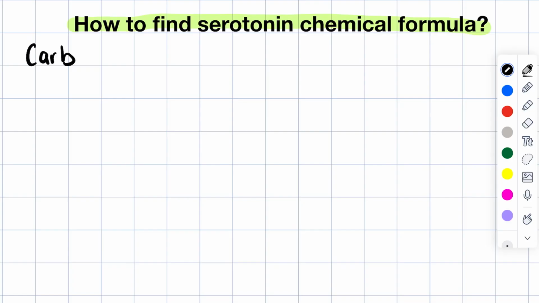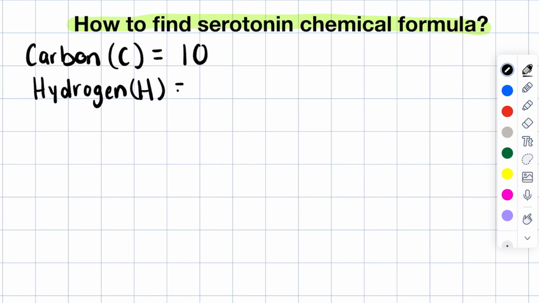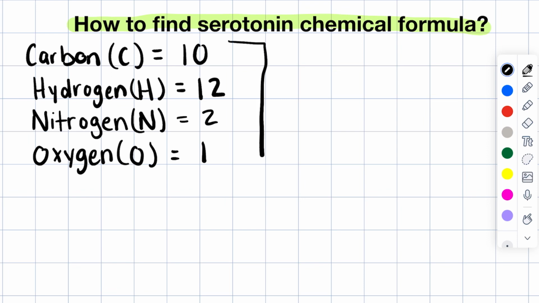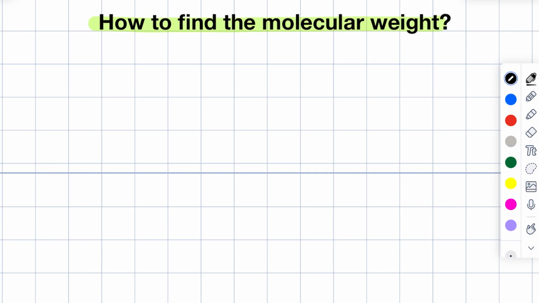So how do you find the chemical formula for serotonin? Well, it's quite easy and simple. We're just going to grab the element and the number of atoms and combine them together. For example, carbon, we know we have 10 atoms. For hydrogen, we have 12 atoms. For nitrogen, we have 2 atoms. And for oxygen, we have 1 atom. So what we're going to do is combine them together, and we are going to create C10H12N2O.